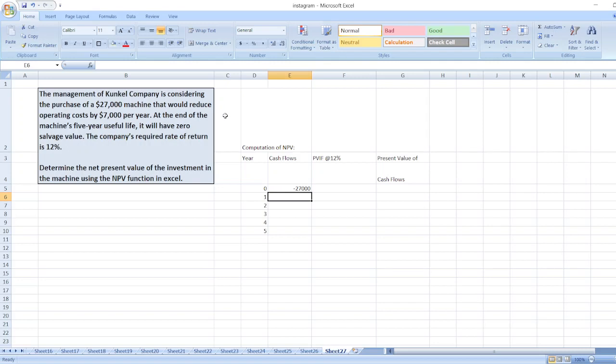Then it will reduce operating cost by $7,000 per year. So it will reduce $7,000. So it will be a positive value. Then we will calculate PVIF is equal 1 divided by bracket 1 plus 12%, then bracket close, then power of time, year, particular year.